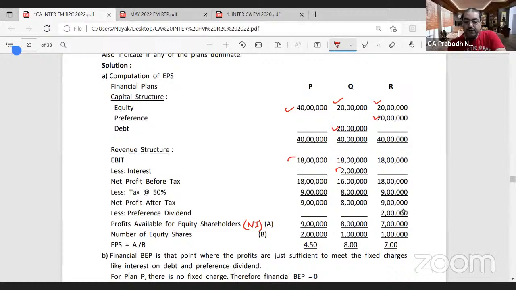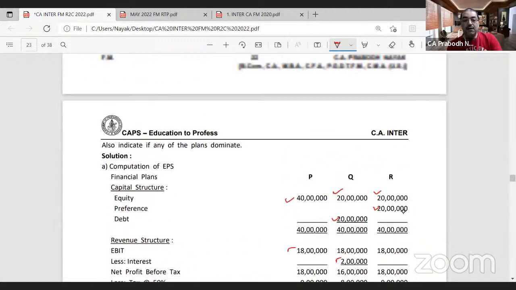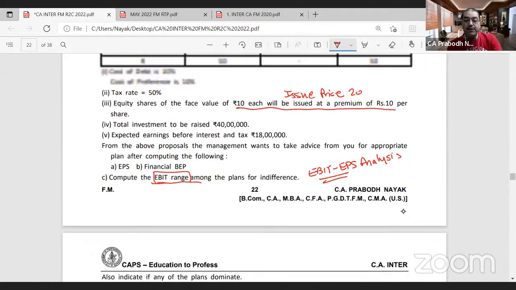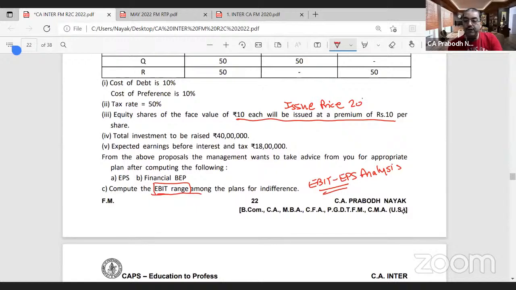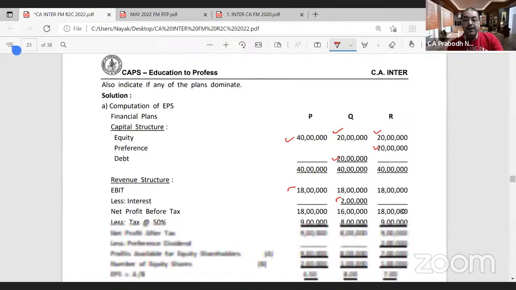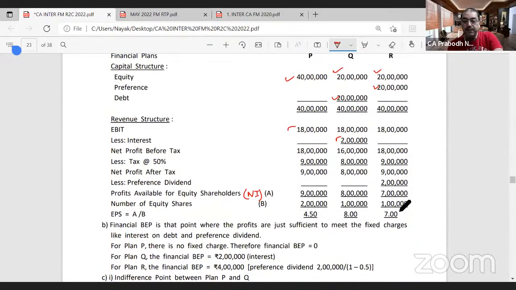Number of equity shares: nothing is given, then I will take it as 100. But let me see if they have given the equity share. Yes, the issue price is given, 20. In the first case, 40 lakhs gets divided by 20, I have 2 lakh equity shares. Second case, 20 lakhs divided by 20, I get 1 lakh equity shares. Third case, 20 lakhs divided by 20, I get 1 lakh equity shares.